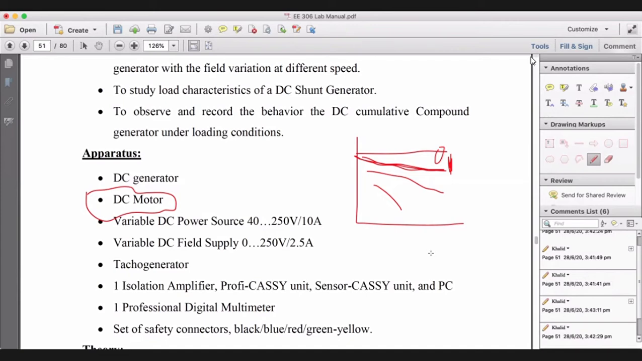We have a motor in our lab. We use this motor as a prime mover. Prime mover means that this motor is rotating the shaft of the generator. It means that I need a motor to generate the voltage from the generator. This is very special. You will be surprised that I am producing the voltage, but I need a motor where I have to apply a voltage to the motor.